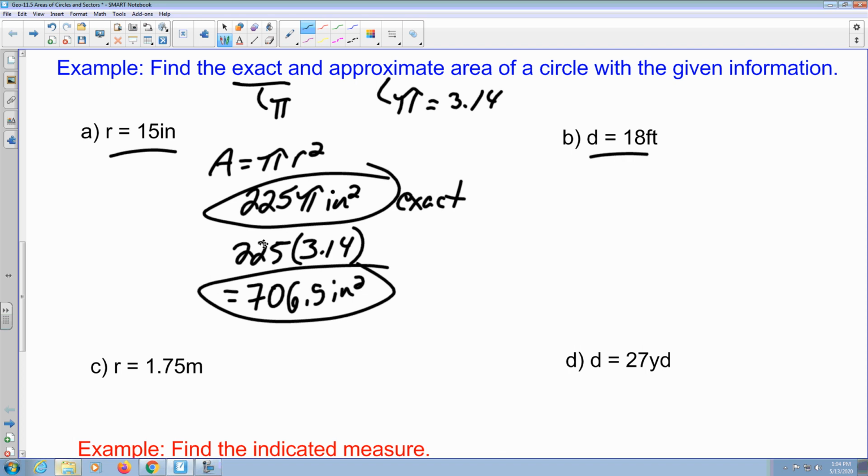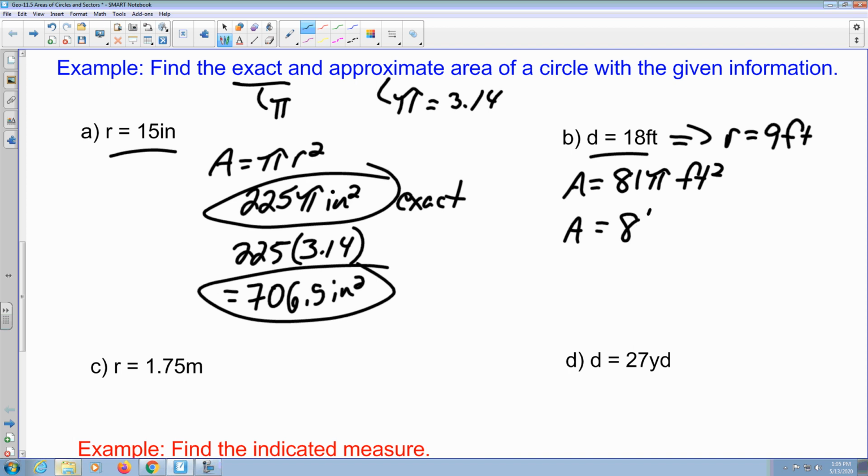If you look at B, they're telling you that the diameter is 18 feet, so now I have to convert that to radius. So radius is going to be half of that. 18 divided by 2 is 9, so the radius is 9 feet. Now that we know the radius, we can go about plugging into the formula. So area is going to equal 9 squared, so 9 squared is 81, and the exact is 81 pi square feet. To get my approximate answer, you're going to take 81 times 3.14, which is about 254.34 square feet. So that's my approximate.